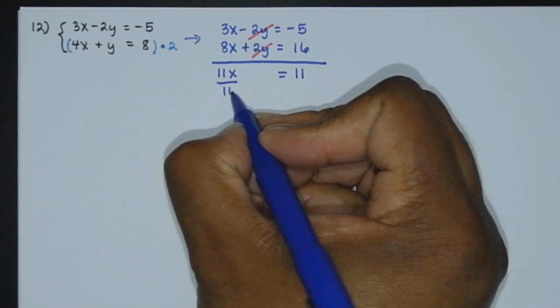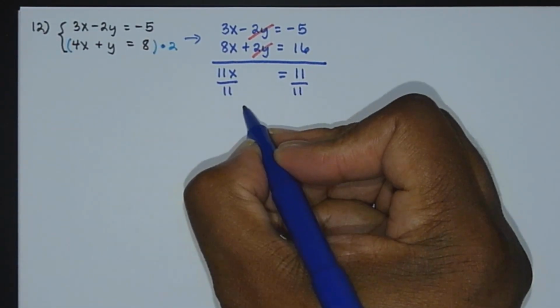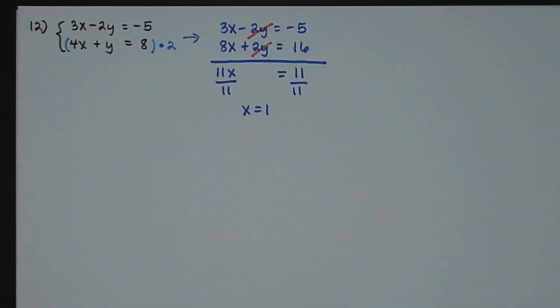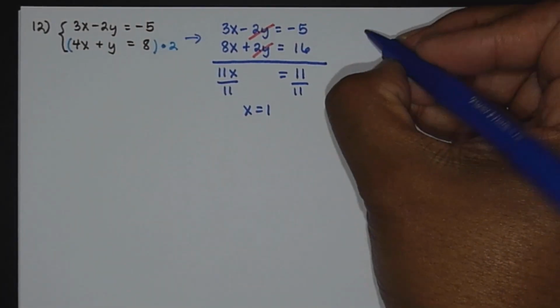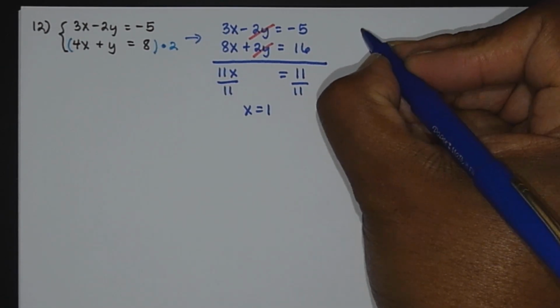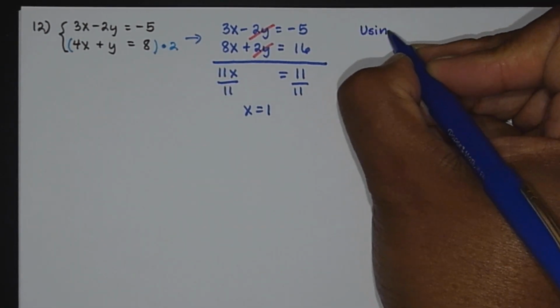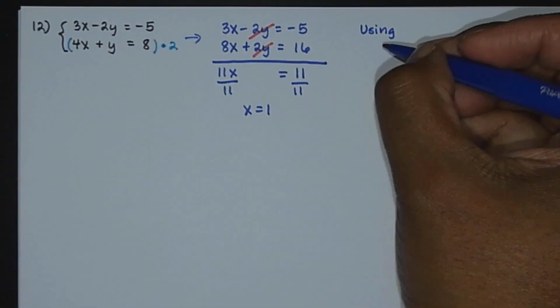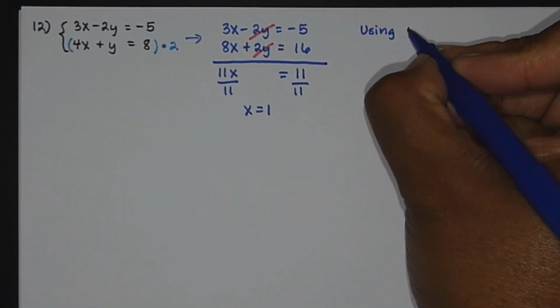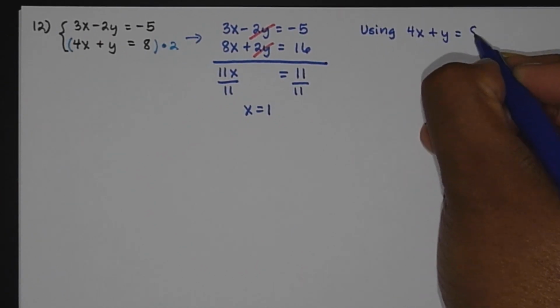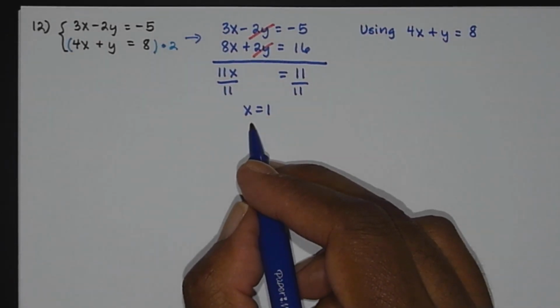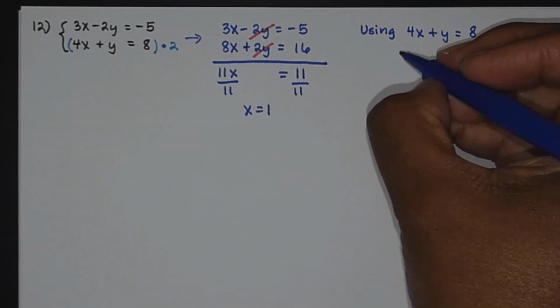Now, if I divide both sides by 11, x is equal to what? So I know what x is. Now I need to find out what y is. Now, first equation or the second equation? I'll use that second equation. Because notice I have a 1y there. So I'm going to use the equation 4x plus y is equal to 8. And then substitute the x with 1 in that equation.